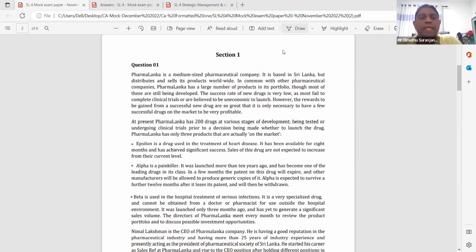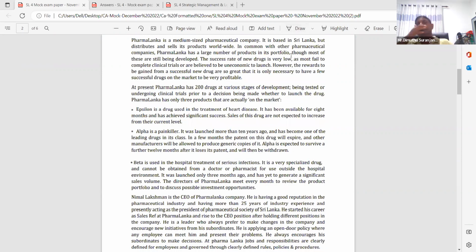So now it says, Pharma Lanka is a medium-sized pharmaceutical company. It is based in Sri Lanka, but distributes and sells its products worldwide. In common with other pharmaceutical companies, Pharmalanka has a large number of products in its portfolio, though most of these are still being developed.